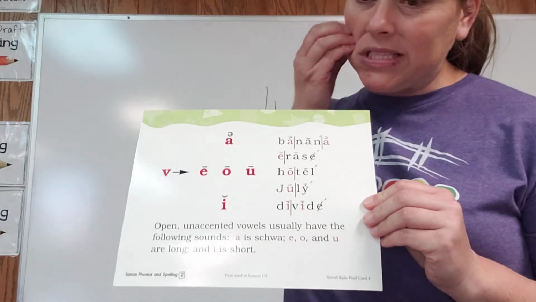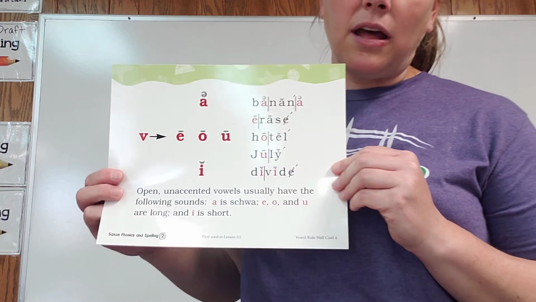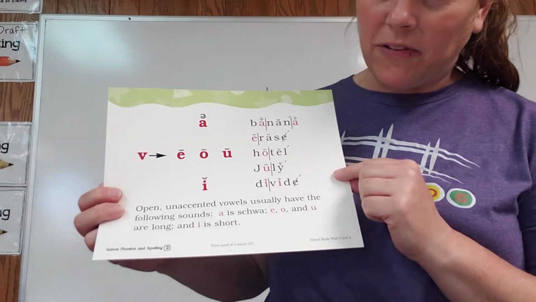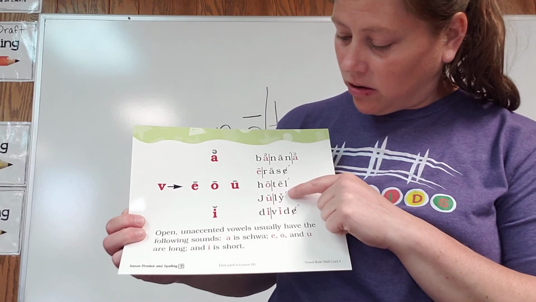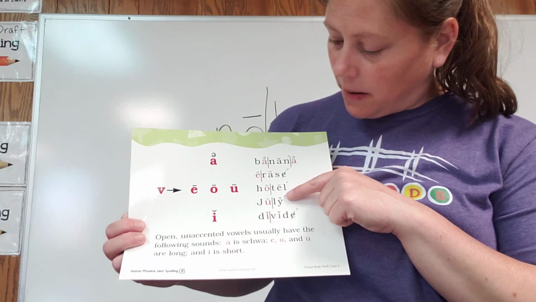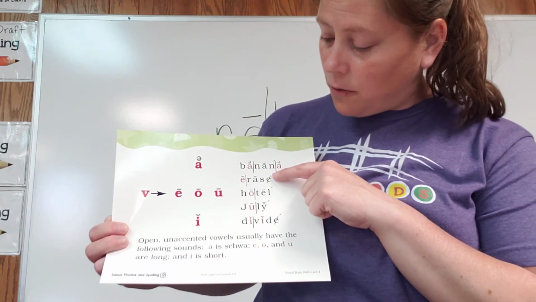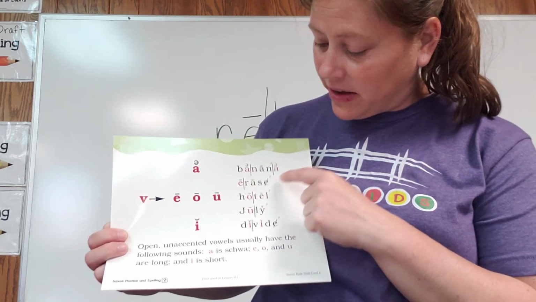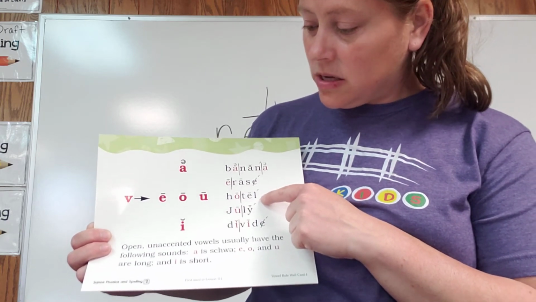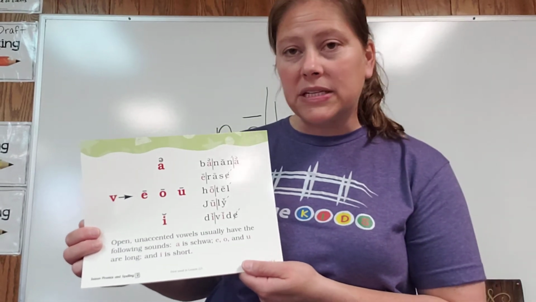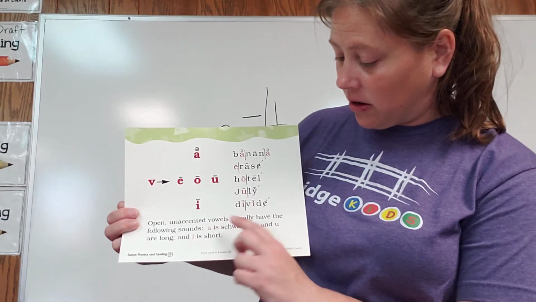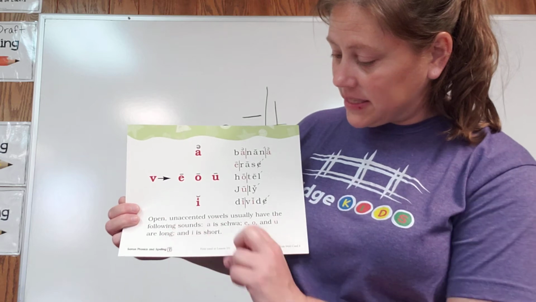So you can see from taking a look at the new wall card, let's take a look at these specific words: erase, hotel, and July. You can see in each of those words, they are open, unaccented vowels because you can see the accent is at the end of each one of those words. So again, that's what makes this rule a little bit different and something new for us because these are open, unaccented vowels. They usually have the following sounds.